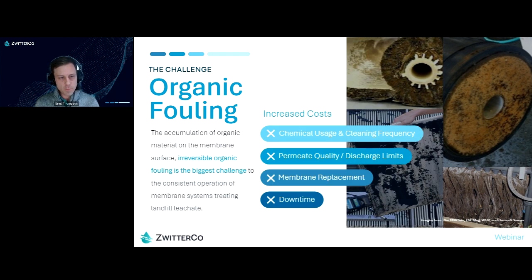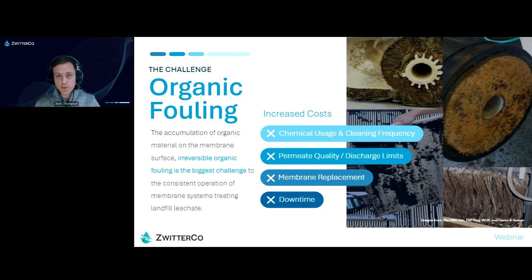So organic fouling, these are some of the things that it can cause. You have increased costs associated with the chemical usage and cleanings that we discussed before. Some landfills are cleaning their RO membranes as often as every day or every other day, but typically it's at least once per week. So there's a cost associated with that. The more that you clean an RO membrane, you're actually degrading the surface of the membrane over time. That will cause the permeate quality to decline because you're not going to be rejecting as much, and that could cause issues meeting your discharge limits.